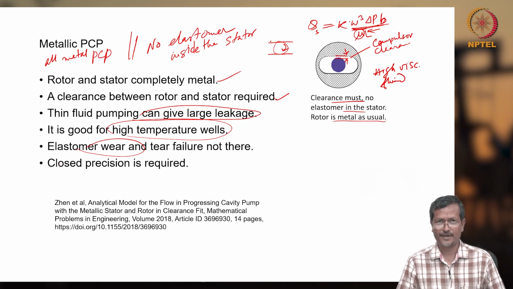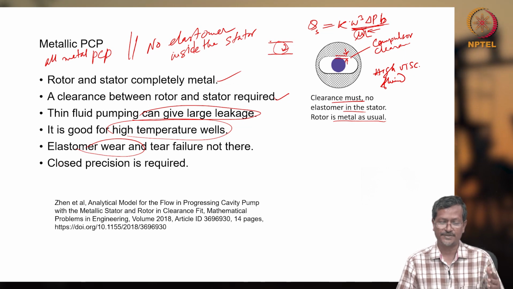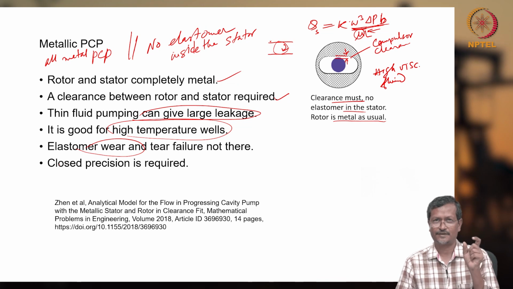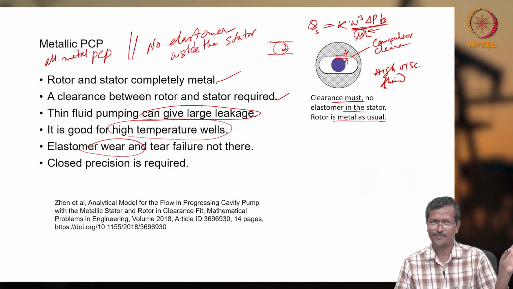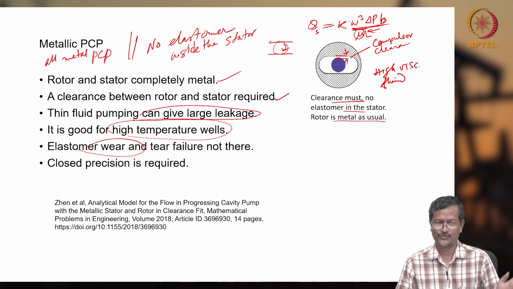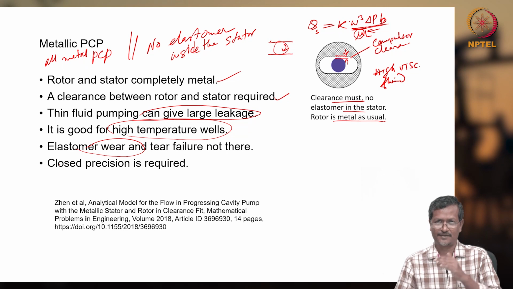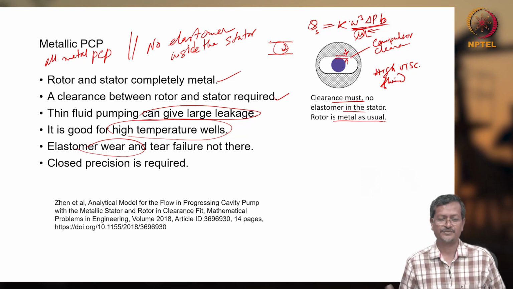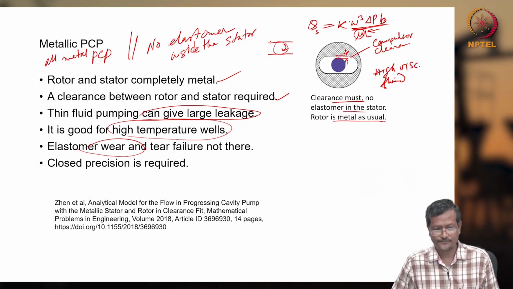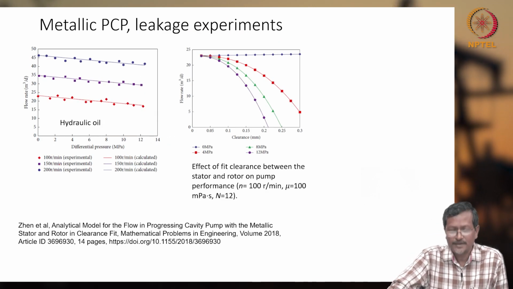A few companies are actually making non-elastomeric, all metallic PCP. The name PCP is already coined, so people use this term metallic PCP extra. If it is elastomeric, no extra term is used, it is only PCP. But if you are using a metallic rotor and metallic stator with no elastomer, then you use the term metallic PCP.